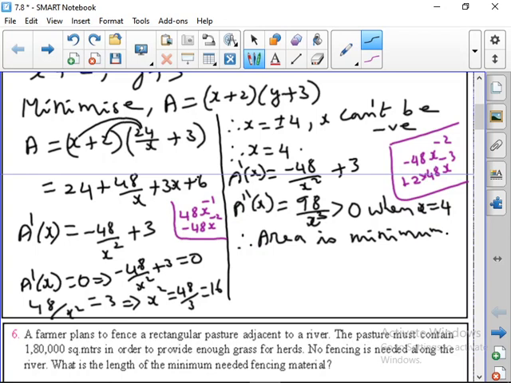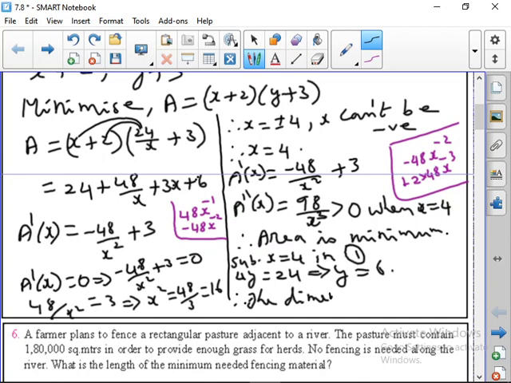Therefore, we have to find the dimensions now. So substitute x is equal to 4 in 1. Then what will we get? 4y is equal to 24, which gives us y is equal to 6. So therefore the dimensions are, what are the dimensions? 4, 6. Is it clear?